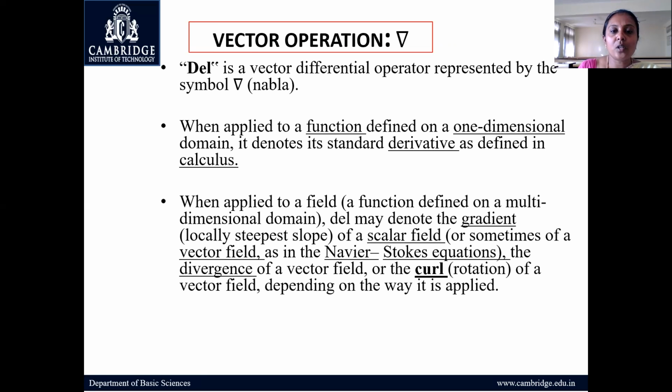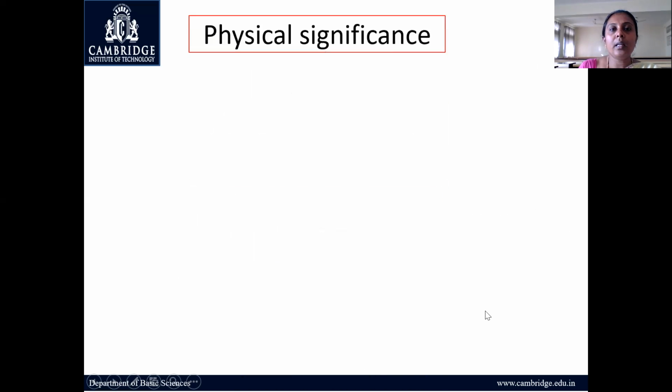So the vector operation we can also call the curl. So the curl is nothing but the rotation. It is denoted by this equation where lambda is equal to dou by dou x into a cap x plus dou by dou y into a cap y plus dou by dou z into a z. Next, what is the physical significance?